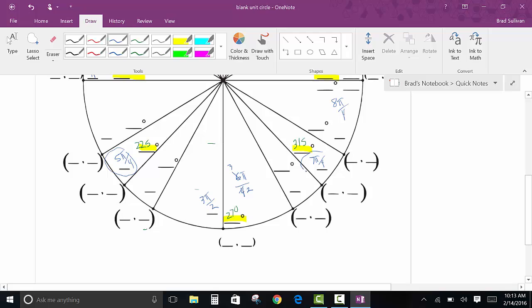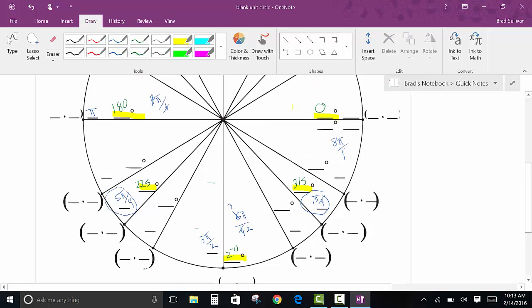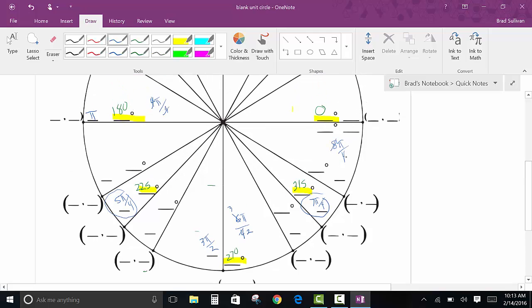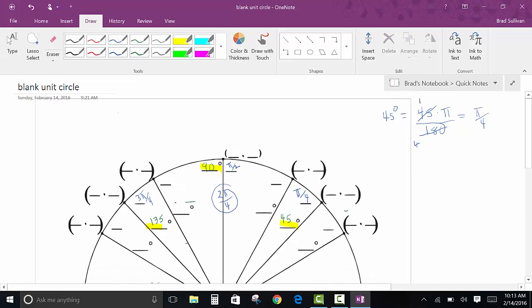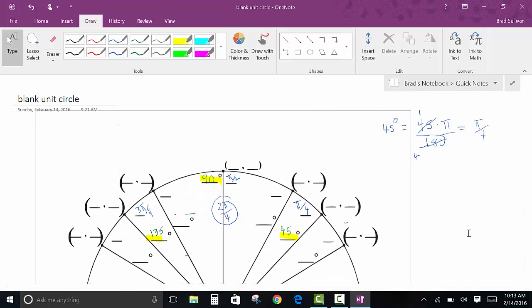Okay, then 7 pi over 4 is already reduced. And then you end up with 8 pi over 4. 8 over 4 is 2, so now you're back to 2 pi, like that. So see, that's what you do to get those angles. And then that leaves us with figuring out the radian measure of the rest of these things.